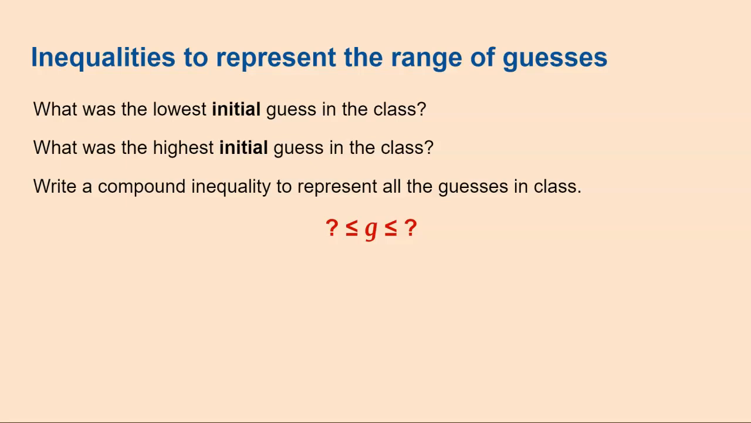Now we're going to use this activity to kind of lead into our inequalities lesson today. So the first thing they're going to do is write a compound inequality to represent the range of guesses in the class. So we'll find the student with the lowest initial guess, and we'll find the student with the highest initial guess, and then the actual hopefully is in between those two. And then they'll write a compound inequality to represent all the guesses in the class.